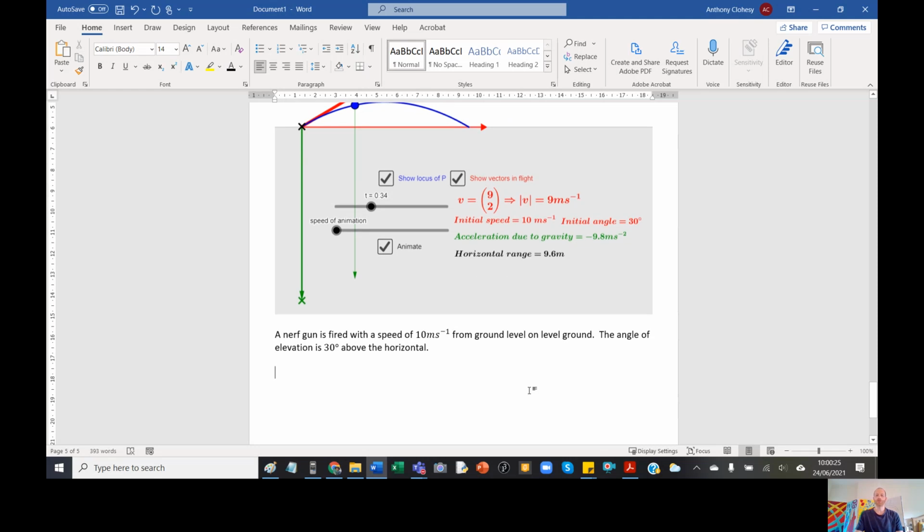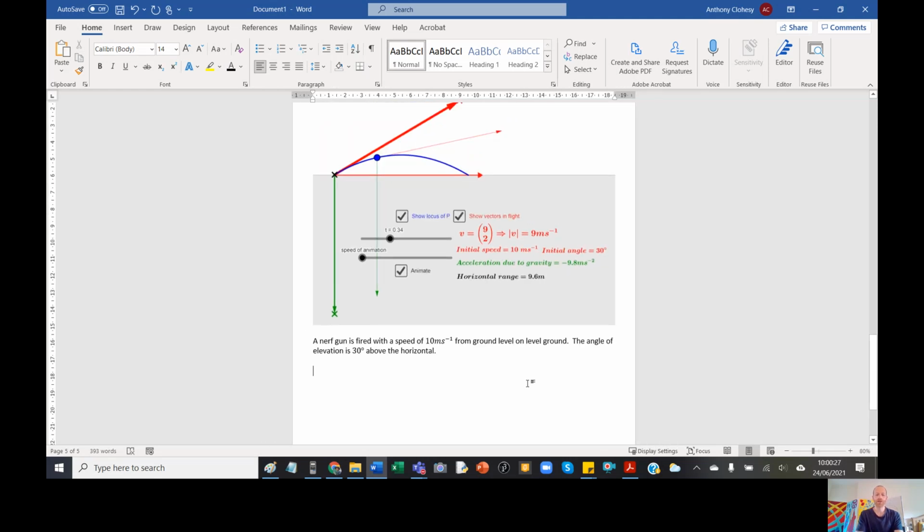Now, I'm going to jump straight to the money question here. We're interested in the range. How far does the dart travel? But in order to get the answer to that question, we're still going to need to work through a similar process to what we did before. And I'm going to try to lay that out with bullet points.